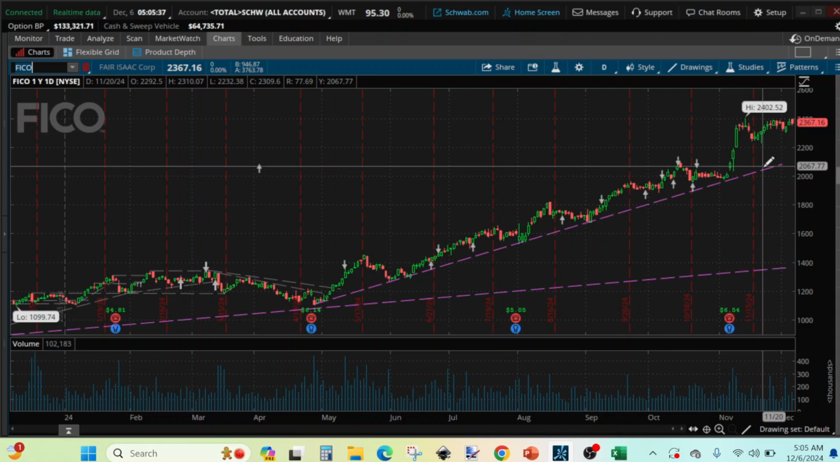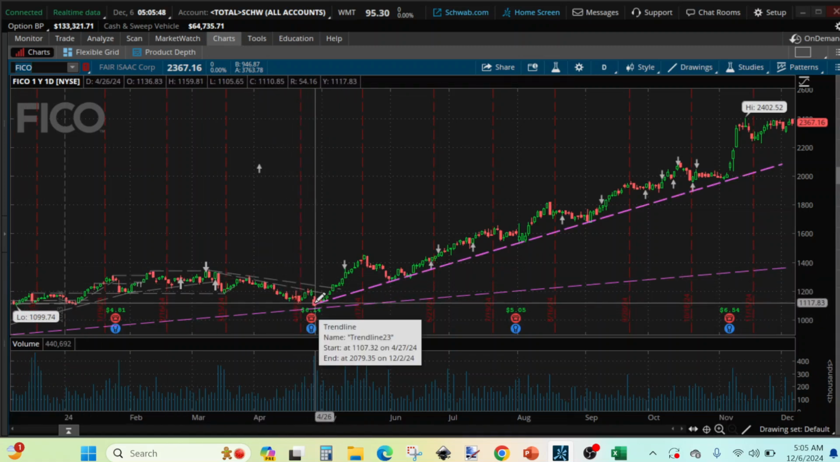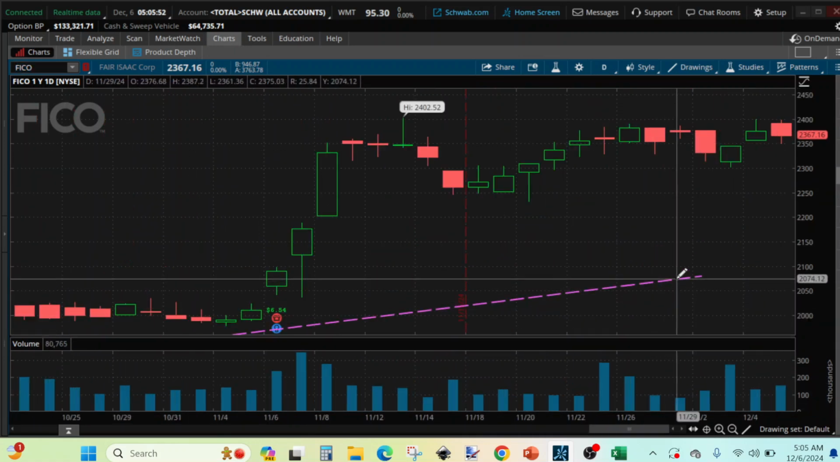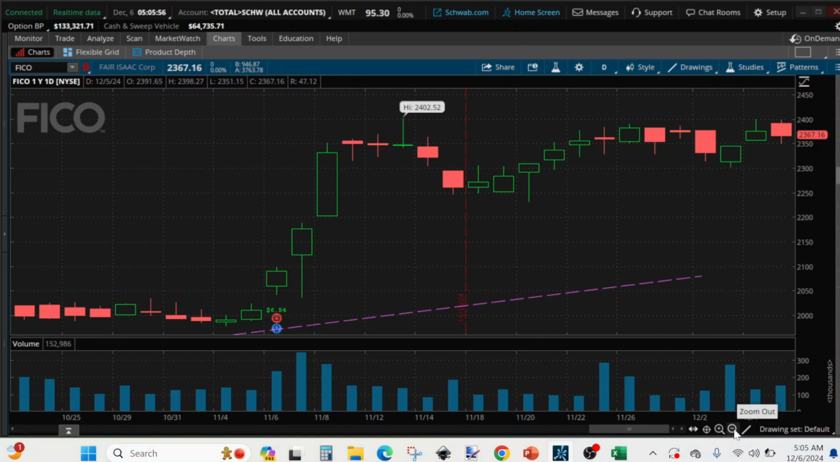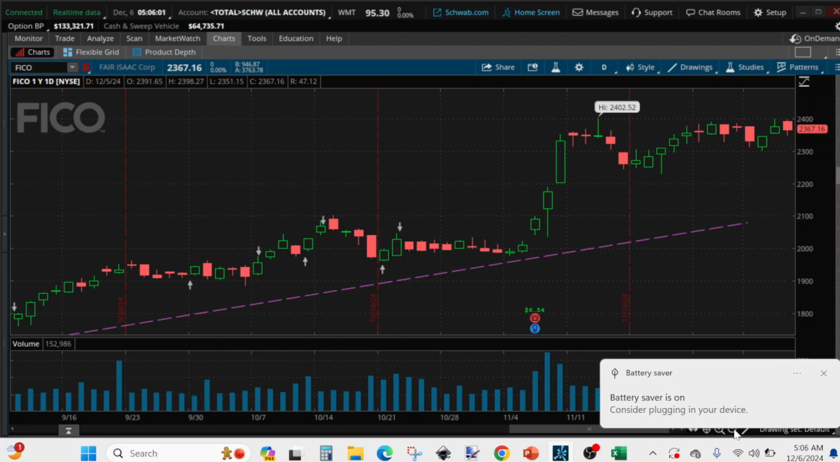So FICO, we like to buy it on this line. It's far from it right now, and earlier during the year that it got to it was in April. We are going to extend that line a little bit.